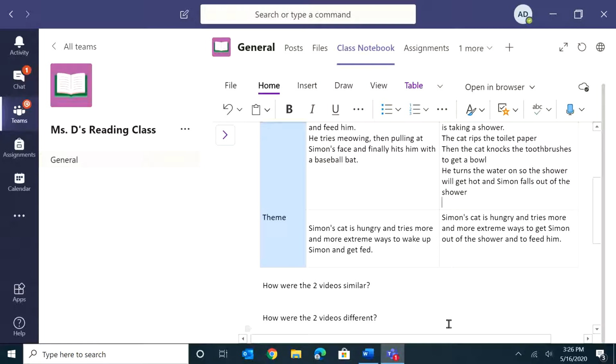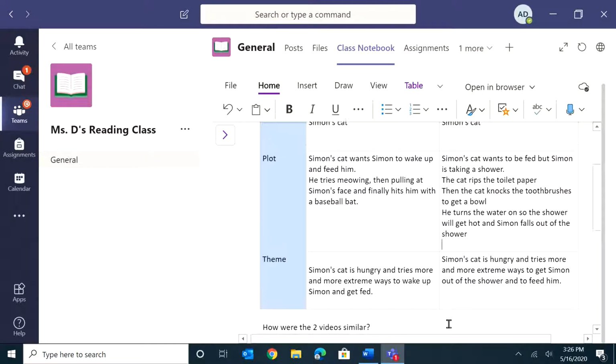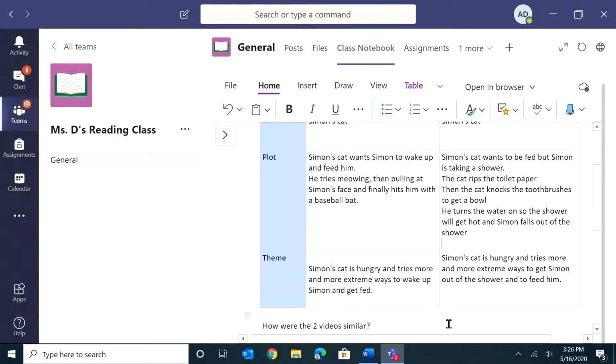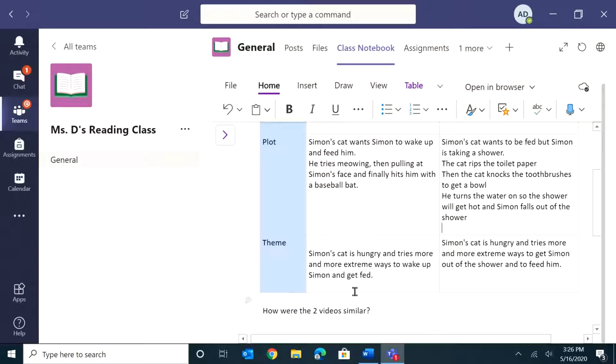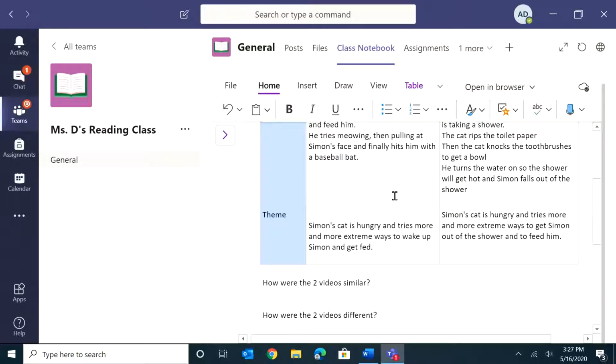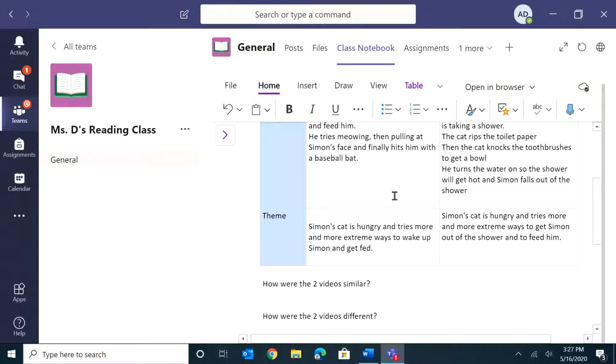So come up with two ways that the videos are similar. You could have said they have the same characters. They both have Simon and Simon's cat. You could have said that the themes are the same. Both of them are about Simon's cat being hungry, wanting to be fed, and trying to get Simon to feed him. Now, I want you to think about two ways that the videos were different.